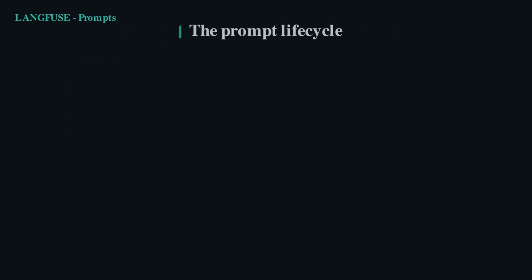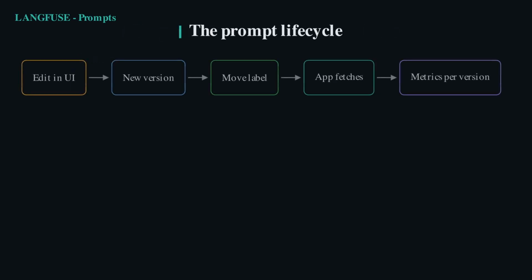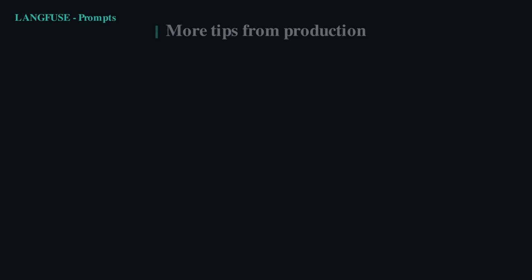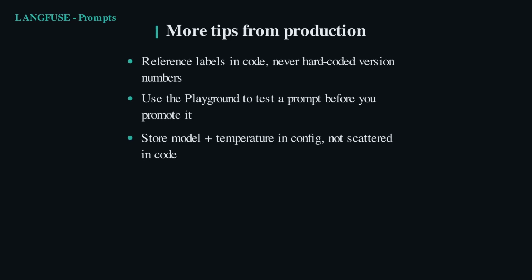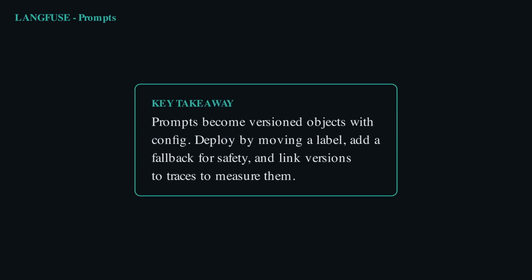End-to-end, the loop is edit, version, label, fetch, measure, and then repeat with evidence. A/B testing is just two labels pointed at two versions. Reference labels, not version numbers, so promotions do not require a code change. Test in the built-in playground first, and keep model settings in config so everything about a prompt lives in one place. Prompts become data you can manage, test, and measure. Measure, that word matters. Next, how Langfuse scores quality with evaluations.